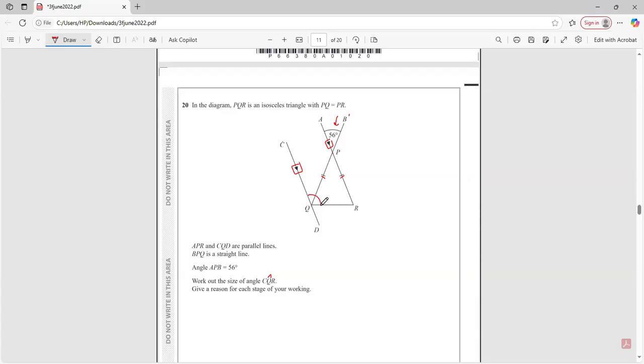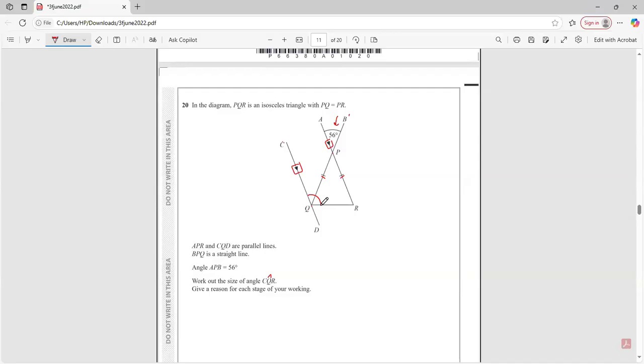Yes. Okay. Now we've established what they want us to find. Our job now is to find it. It says, give a reason for each stage of your working. These guys are really detailed. They want to know that you know what you are doing. Okay, so let's start. Now remember the properties that we're going to invoke, their principles.